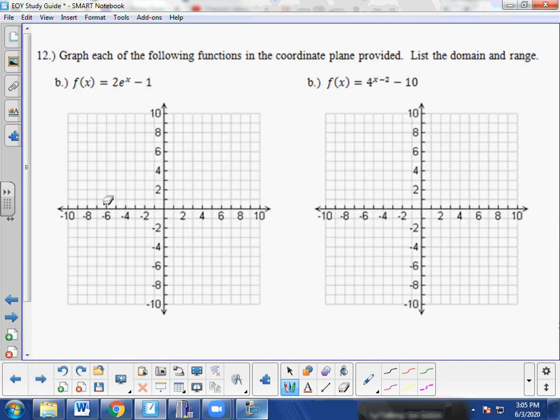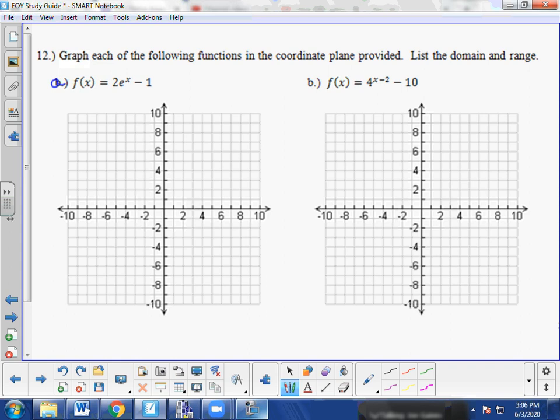In problem number 12, we are taking a look at graphing exponential functions. So I'm going to show you how to do this without the graphing calculator, but you will have the graphing calculator to help you in this process. Let's start with B, actually. B is going to be a little bit easier than, sorry, the second B. This should be listed as A, but let's start with B. This one's going to be a little bit easier.